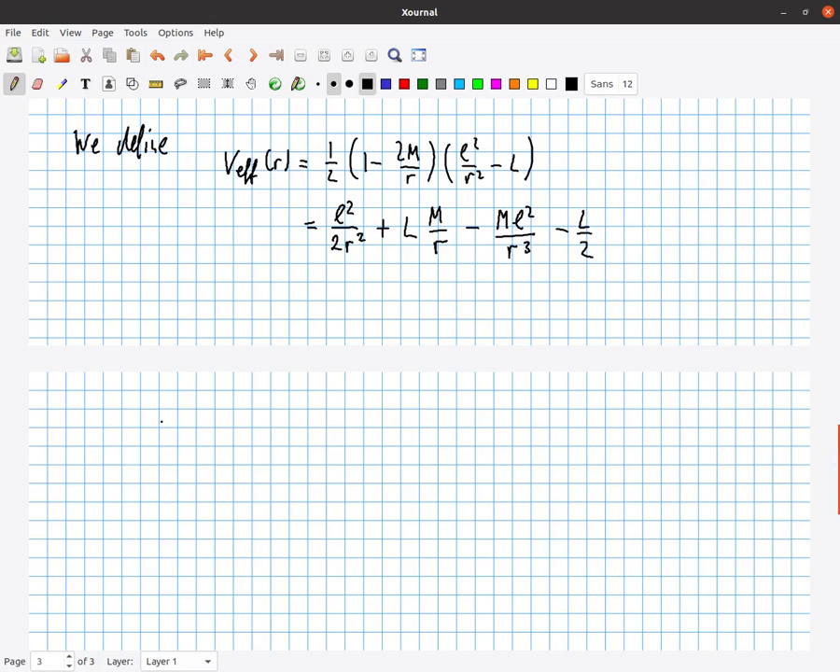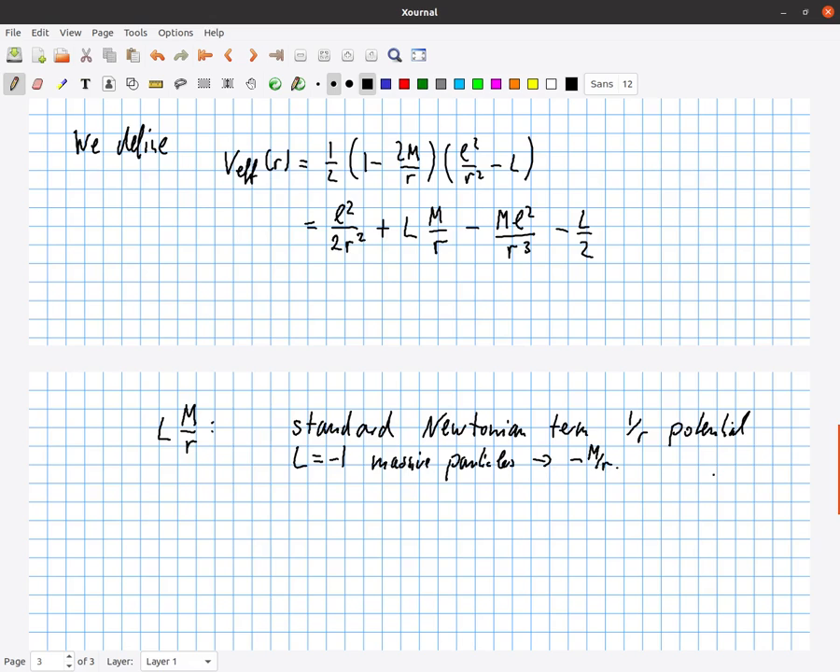Let us begin with the easiest term, Lm over R. If you look at it the right way, then you see this is the standard Newtonian term. In other words, the 1 over R potential. Remember that L is -1 for massive particles, which means this term then indeed becomes minus m over R, which is the correct Newtonian potential.